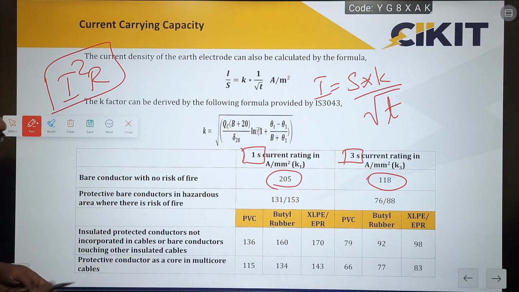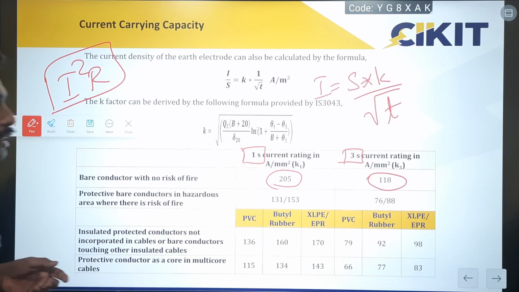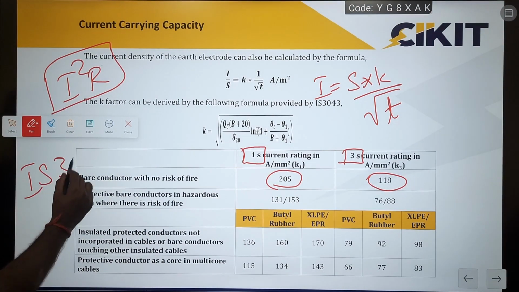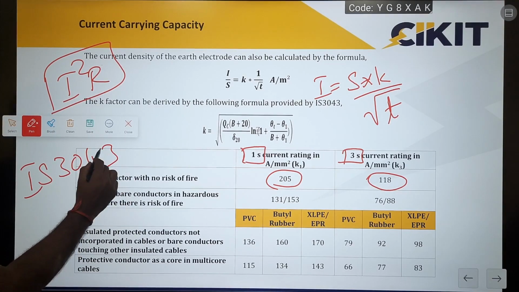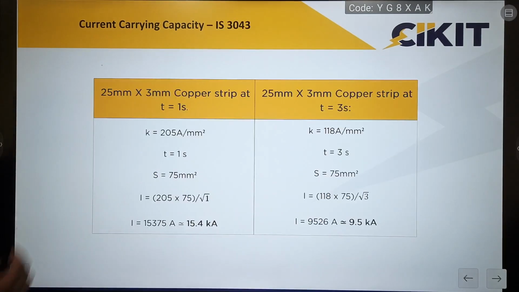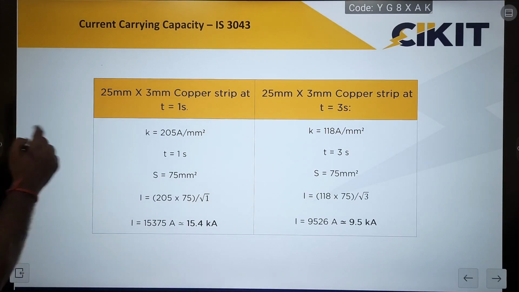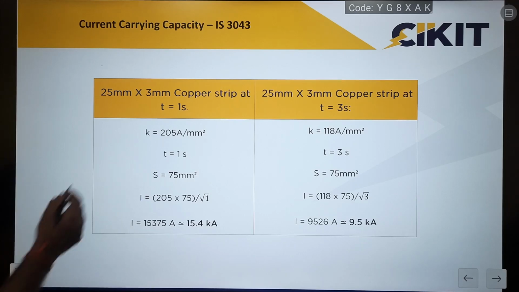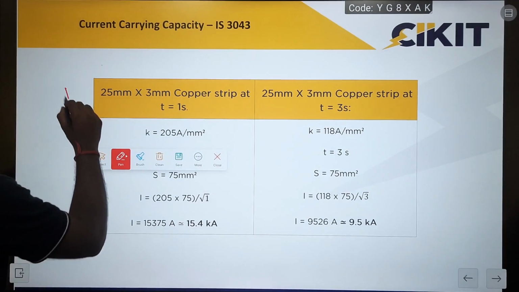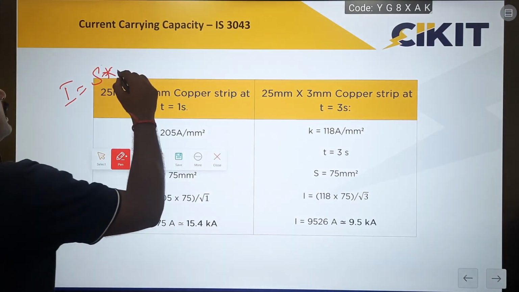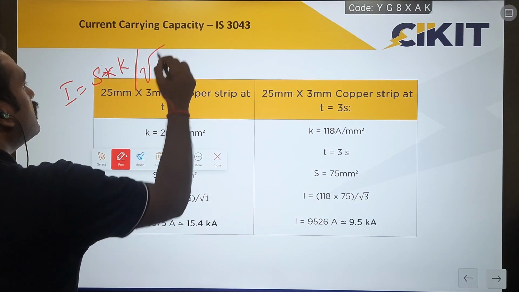So the standard has provided the value of K for different materials. This is the table from IS 3043. IS 3043 has provided the formula and the factors used for this formula. We have provided some examples for these calculations. If you observe this, they have provided the calculation for a 25 by 3 mm strip. In this case, the formula is I equals S, the cross-sectional area of the material, into K divided by root T. That is the formula.